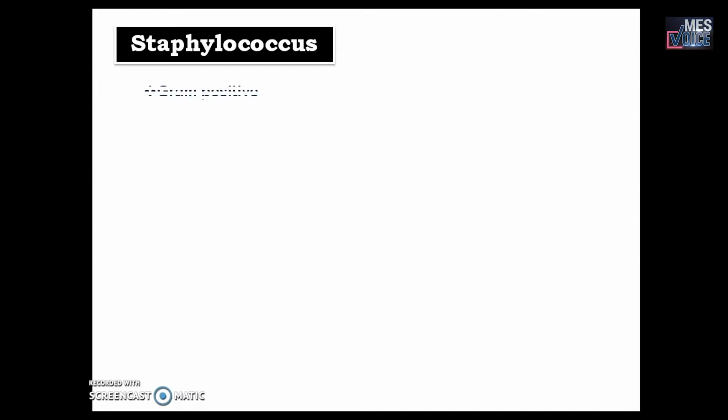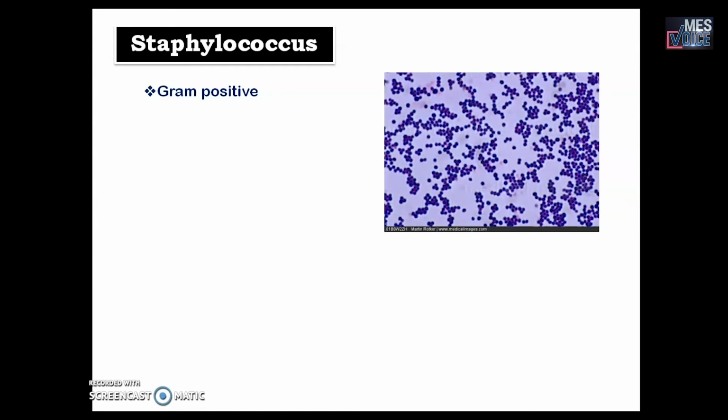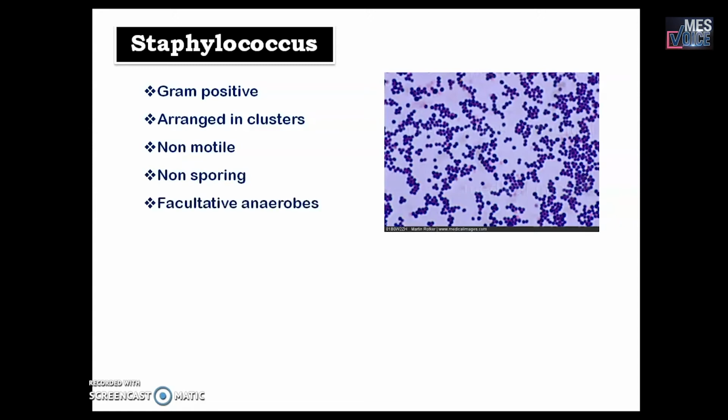Coming to the characteristics of Staphylococcus, they are gram-positive organisms, that is, they give purple color after gram staining. Here we can see the purple colored gram-positive Staphylococcus. They are arranged in clusters and they are non-motile, non-sporing, facultative anaerobes, and they may be capsulated or non-capsulated.